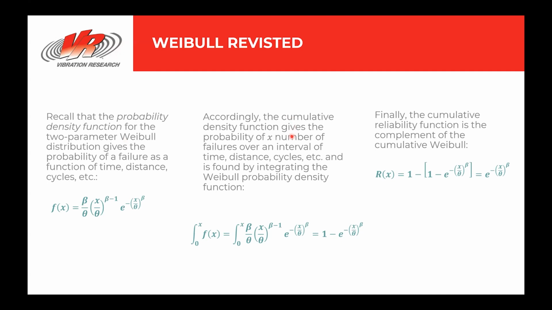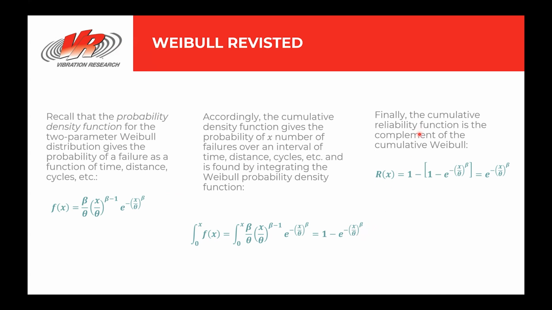Accordingly, the cumulative density function gives the probability of x number of failures over an interval. So now we're doing this over an interval of time, distance, cycles, etc., and is found by integrating this Weibull probability density function. So I've written that out this way. And I left out the lengthy details of performing this integration. If you need help with that, just let me know. But it works out to be 1 minus e to the minus x over theta raised to the beta power.